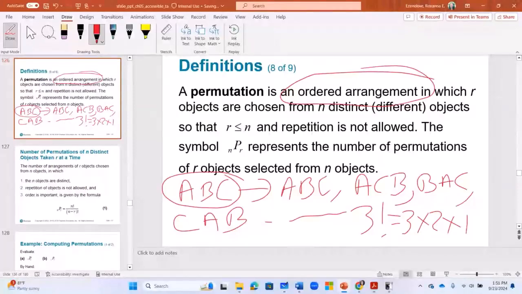I already stopped at ABC, ACB, BAC, because ABC is different from ACB because it's permutation. ACB is different from BAC because it's permutation. BAC is different from CAB, it's permutation. It's not the same in combination. I hope I cleared this, because this question is going to be about 3 or 4 on the test. If you don't understand the difference between combination and permutation, it's going to screw them up.